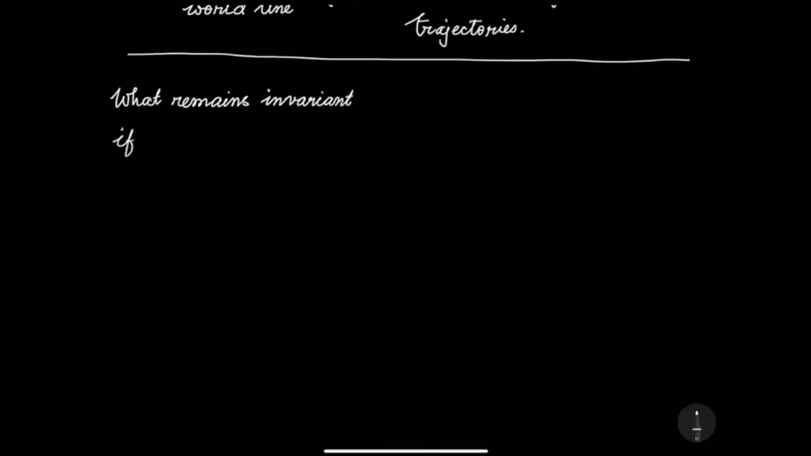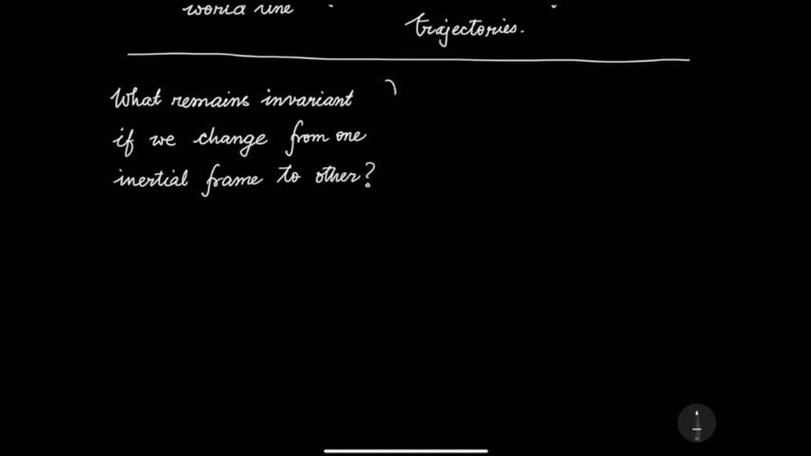If we change coordinates, or change from one inertial frame to another, as you may guess, I happen to know the answer. And because of that, I'll start with the answer and then I will show you that it remains invariant. The quantity we'll define is called the interval. It is a measure of space-time distance, and we'll see why.